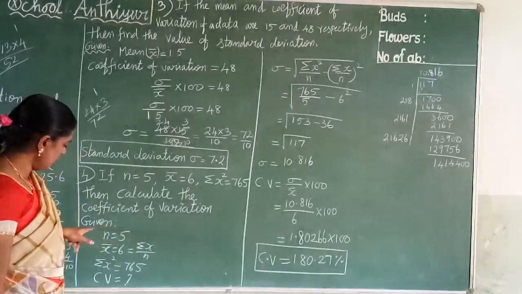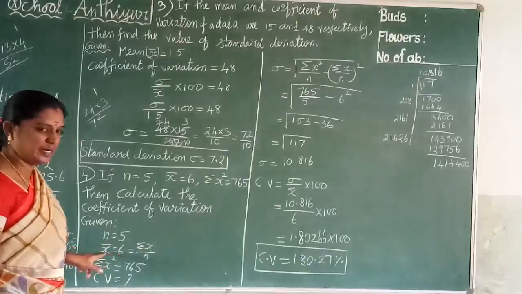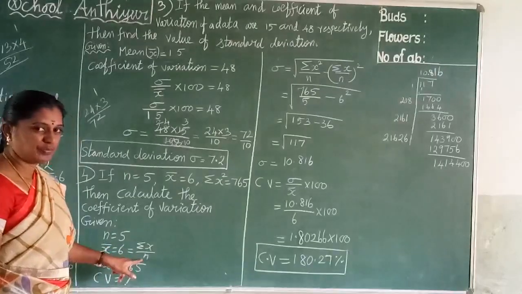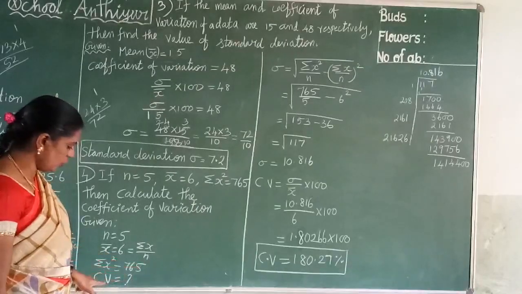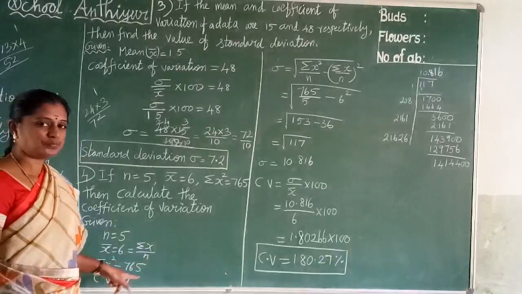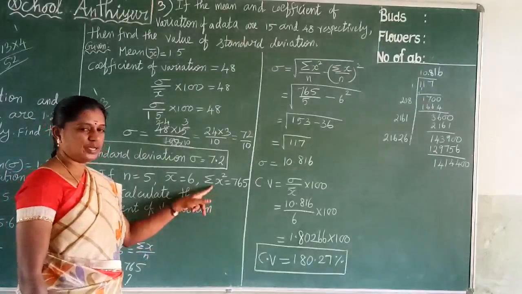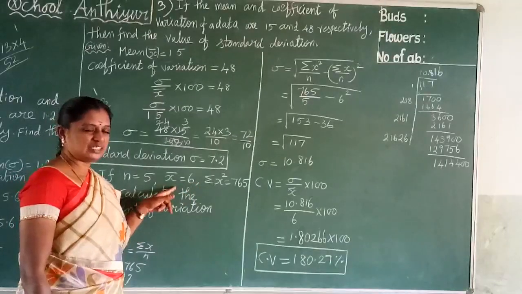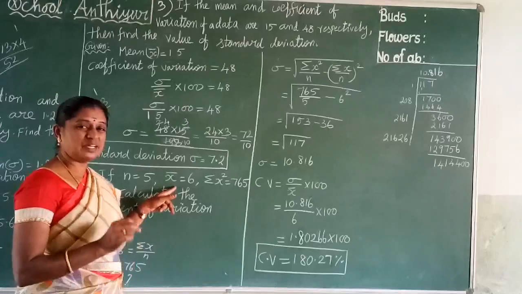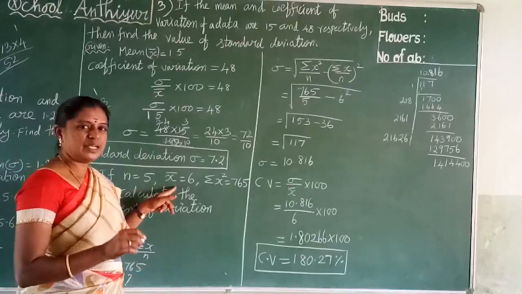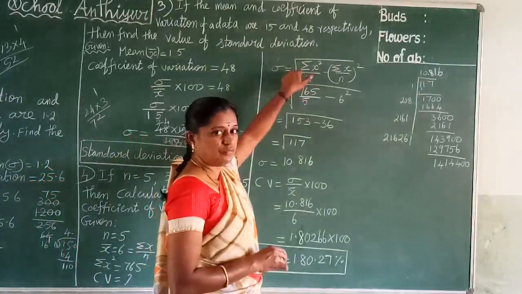So write the given values. Given n is equal to 5 and x bar is equal to 6. This x bar can be written as summation x by n, already discussed in the first exercise. And summation x squared is equal to 765. You want to find the coefficient of variation. In the last exercise we studied the standard deviation formula using x and x squared. What is the standard deviation? Sigma is equal to the square root of summation x squared by n minus summation x by n, whole square. So write this formula.